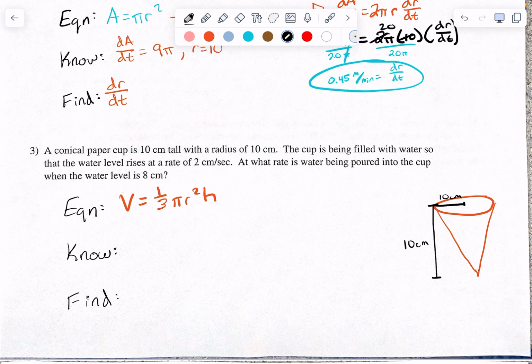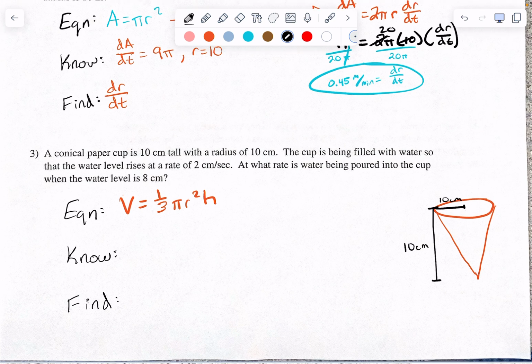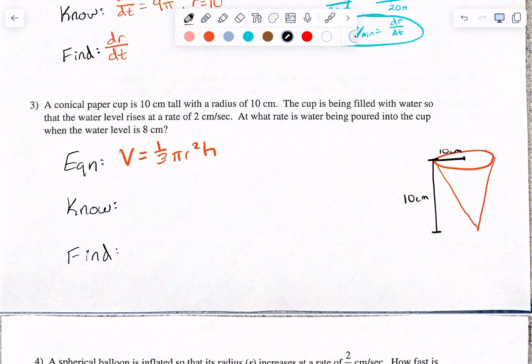I know what I'm trying to find. I'm trying to find at what rate the water is being poured into the cup. What are we trying to find? dV/dt. That's what I'm trying to find, dV over dt. When the water level is 8 centimeters, what does that mean? It means the height is 8 centimeters. I don't know what the 10 and the 10 have to do with it. That's what I'm starting with, right?